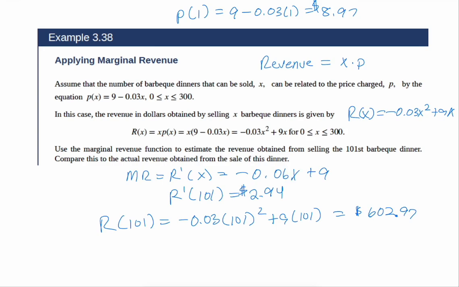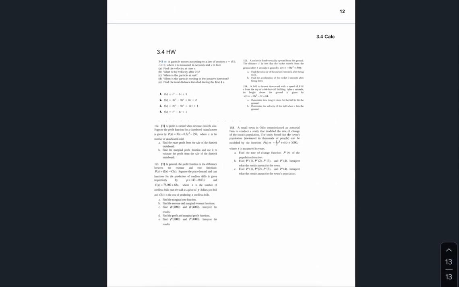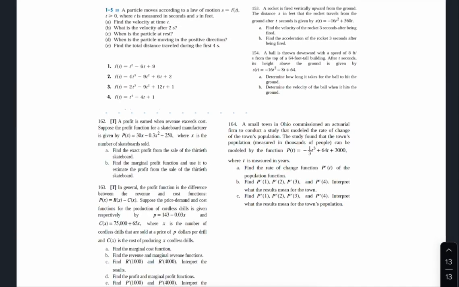I'm sorry, my pen isn't working. That's a good sign. The revenue is still going up at 101 dinners. Should we make more than that? Well, there's a way we're going to learn about how to find that maximum revenue eventually, I think, in the next chapter. So in chapter 4, we'll really be able to break down what this problem is telling us more than we can right now.